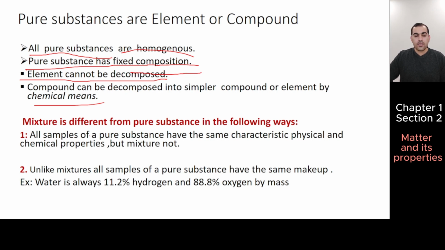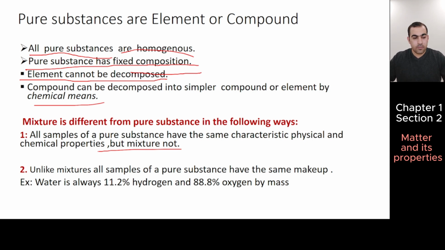How? All samples of a pure substance have the same characteristic physical and chemical properties. For example, you have two glasses of water, two samples. Both of them have the same boiling point, because all these samples of a pure substance are the same. They have the same physical and chemical properties. Okay? But mixtures, no.